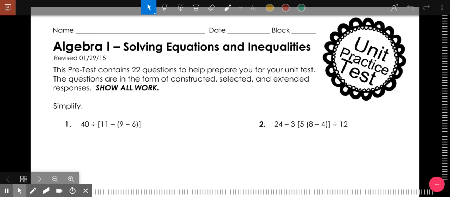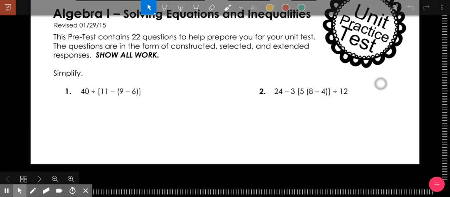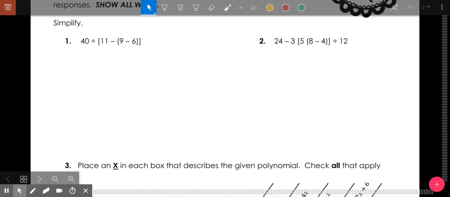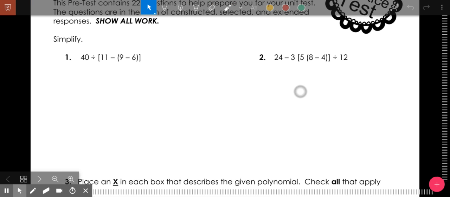Okay, we are going to go over the practice test. I'm hoping I can get through this kind of quickly, this way you guys can study this tonight. So the first, number 1 and 2, they are the order of operations. So don't confuse it with solving equations.